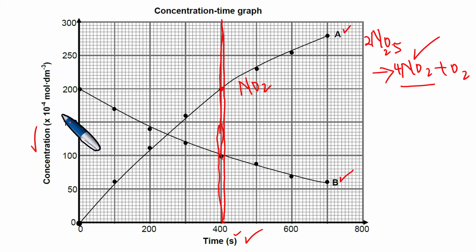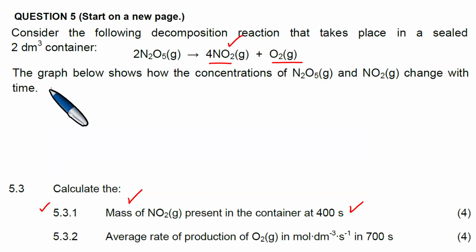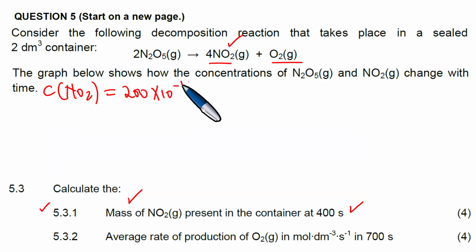What exactly are we able to extract from the graph? We can extract the time, 400 seconds, but also the concentration of NO2, which is exactly 200 times 10 to the minus 4. Concentration, 200 times 10 to the minus 4.